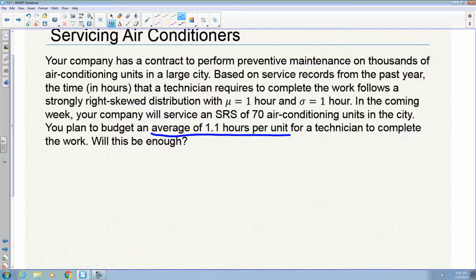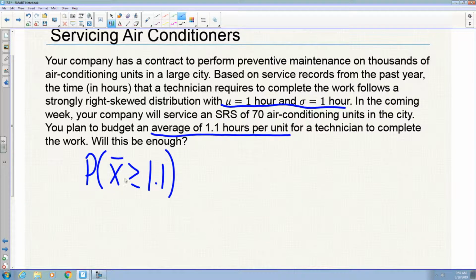Will it be enough? So we also need to know the population mean and population standard deviation for this calculation. Since it's asking about an average, our probability statement involves X bar. And we want to know if that's enough time. What's the probability it'll take longer than that? So now I can convert this to a z-score knowing the mean and standard deviation of the population distribution and the sample size of 70.